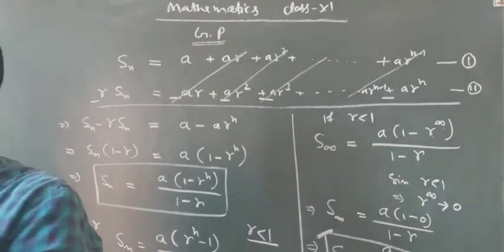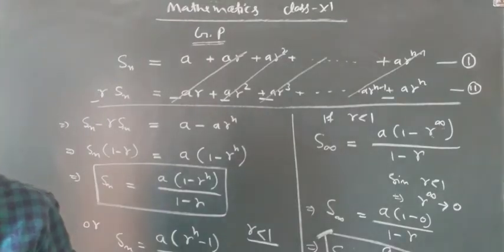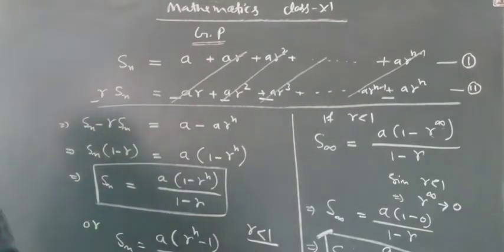Here a series is given: 5 minus 10 plus 20.